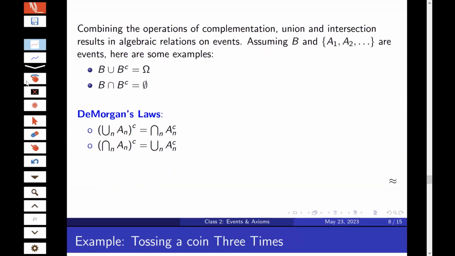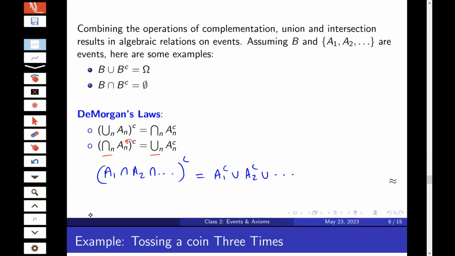Okay, so similarly we can extend this one into intersection. The complement of an intersection is a union of complements. So here, A1 intersection A2 intersection all the way to infinity, complement is the same as A1 complement union A2 complement union, and so on. Same idea: if you bring this complement inside, you have to switch the sign. That's how you can easily memorize De Morgan's law.